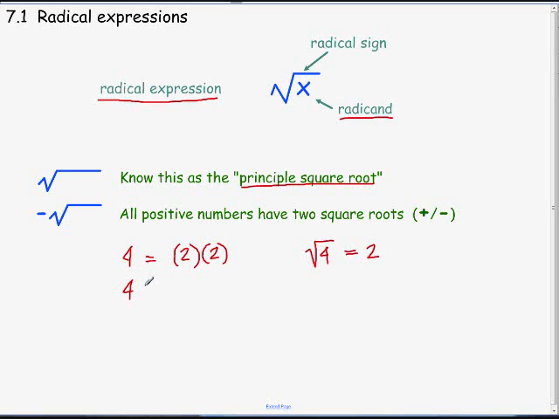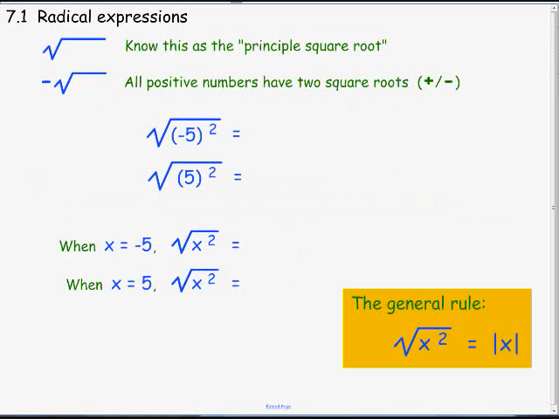But when we look at this positive number 4, it could also be factored this way. So we can also say the square root of 4 could be -2. In which case we would have to say we're talking about the negative square root of 4. The positive square root of 4 and the negative square root of 4. Okay, so we know this as the principal or positive square root, and we know this one as the negative.